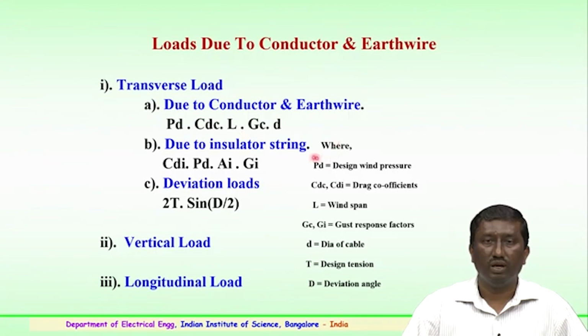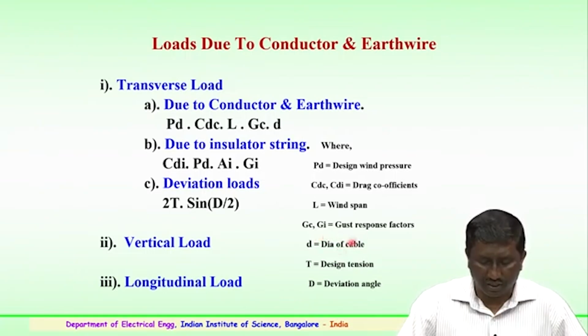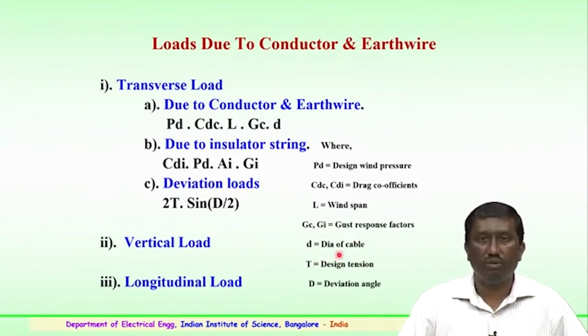Where PD is the design wind pressure at the area where the transmission tower exists, CDC and CDL are the drag coefficients of the wind due to the conductors, and L is the wind span. GC and GI are the gust response factors. D is the diameter of the conductor or the cable, T is the design tension and D is the deviation angle. So, these are the parameters which have to be borne in mind while calculating the loads due to the conductor and also the earth wire.